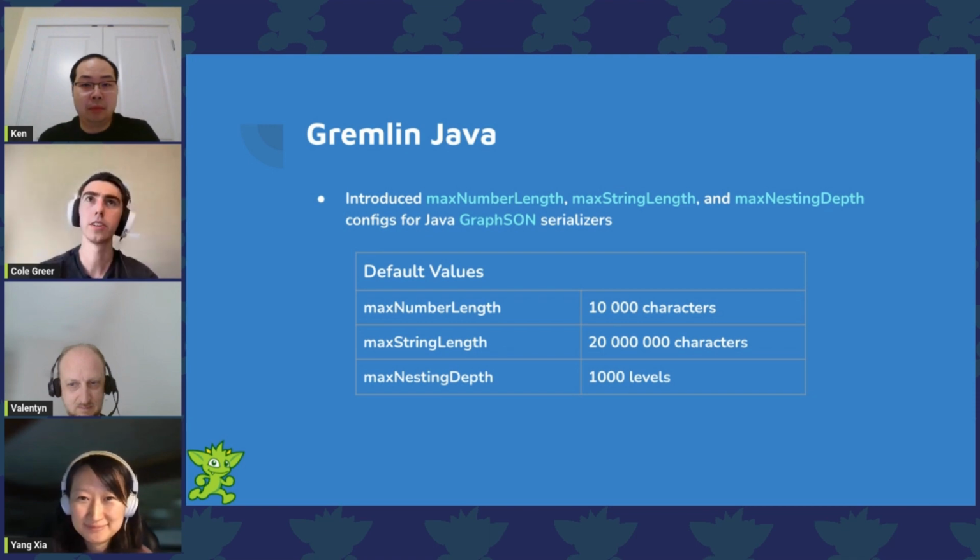You should only need to change it when you're reading GraphSON. It doesn't apply for writing. So even if you do need to override these, I would suspect it's only in the driver that you really need to make the change. I think it's pretty unusual to be serializing such large numbers or strings when you're sending them to the server. So yeah, that's one change I want to highlight.